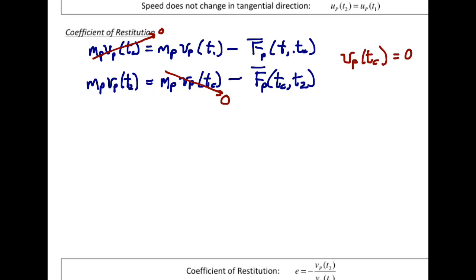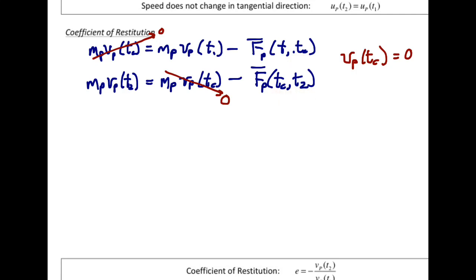So now we've simplified our expressions quite a bit, but we still have this unknown. So we're still solving for our speed of P at time 2. We're given our speed of P at time 1. And so we still have these unknowns, which are the impulsive forces from time 1 to time c, and then our impulse from time c to time 2.